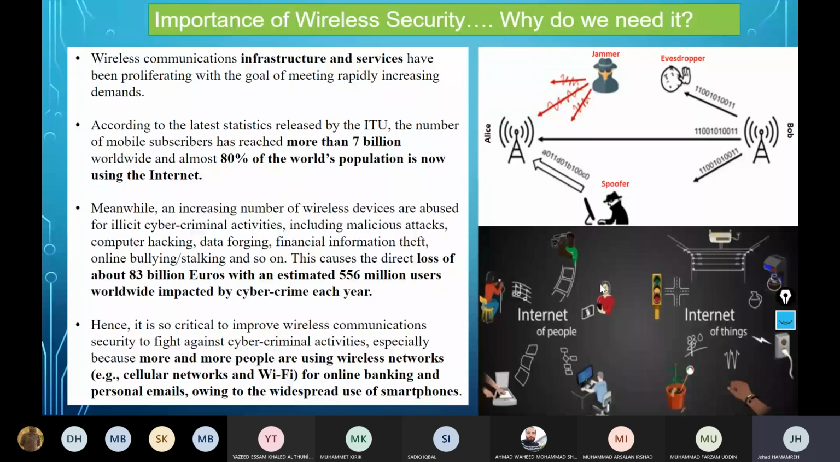Due to all these reasons, it's very critical that we improve wireless communication security to fight against cybercriminal activities. Considering that more and more people are using wireless networks for sensitive applications like online banking, I would ask you now, how do you use your bank account? You tell me, I have an application installed on my phone and I am connected to my Wi-Fi access point at home. I just plug in there and access my data.